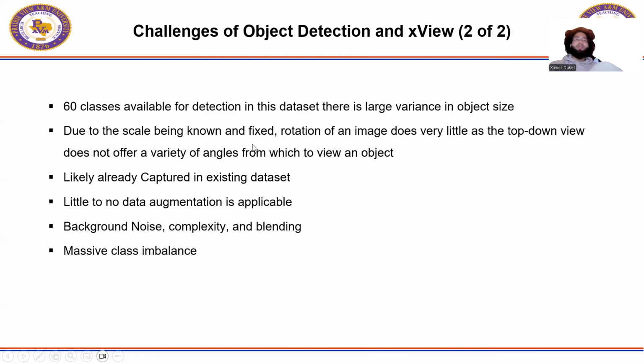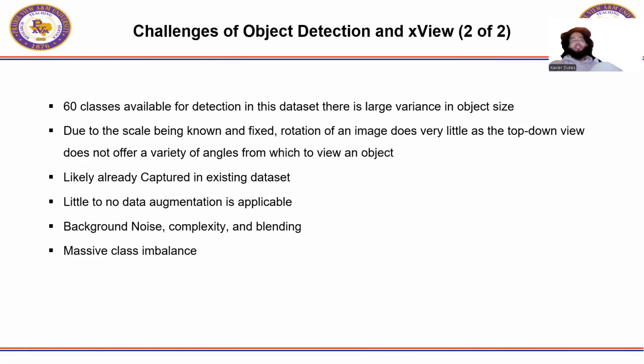Due to the scale being known and fixed, rotation of an image does very little, as the top-down view does not offer a variety of angles from which to view an object. So you can't do typical data augmentation to grow that 847 image data set into maybe 1600 by rotating all of them 90 or 180 degrees because it's top down view. Or translating anything, it doesn't necessarily add to the model's ability to generalize on that data set, because orientation really doesn't matter in a top down setting.